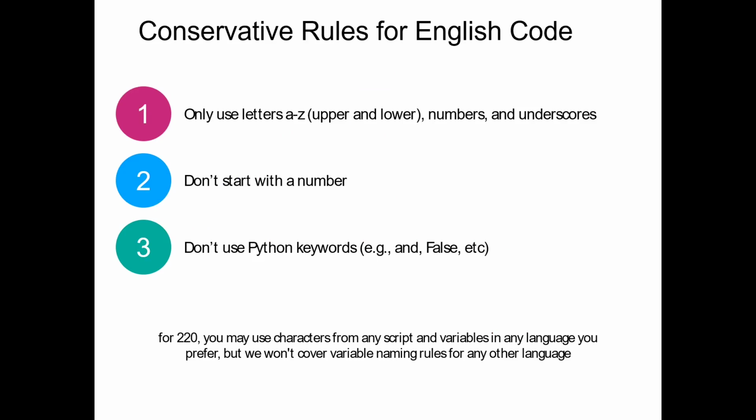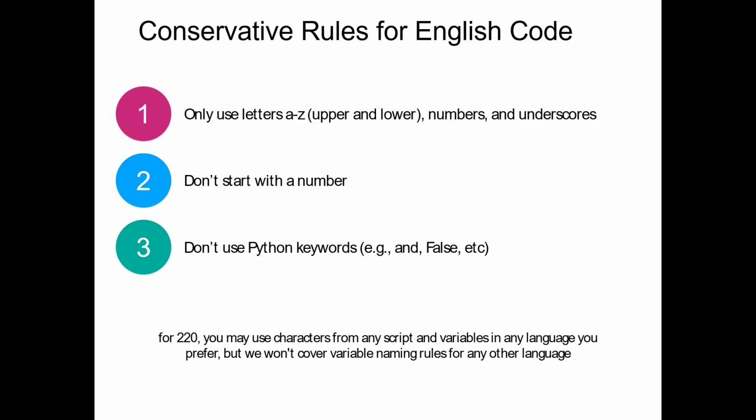So if you're working with an English keyboard, if you use only the letters A through Z, uppercase, lowercase are both fine, numbers and underscores, you'll be fine. Limit yourself to those. There are a lot of special characters that are also allowed. Do not start variable names with a number. That's not going to work. And don't use any Python keywords like True or False with them capitalized. And is another one.